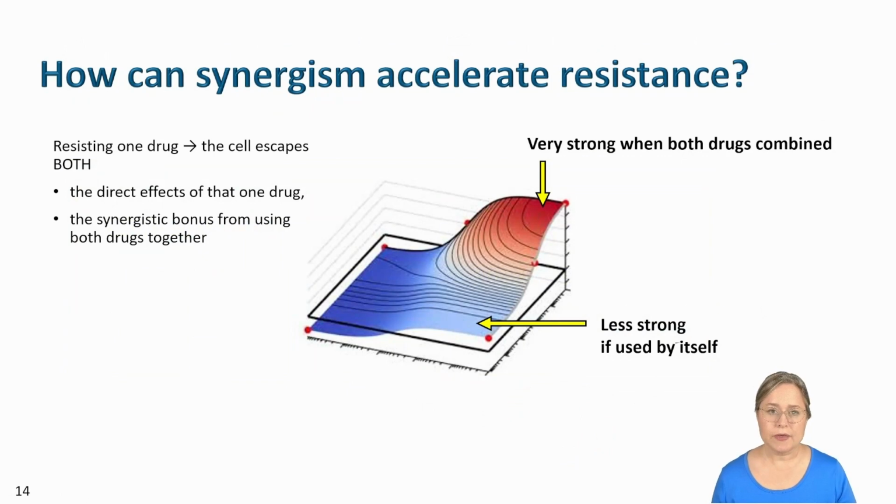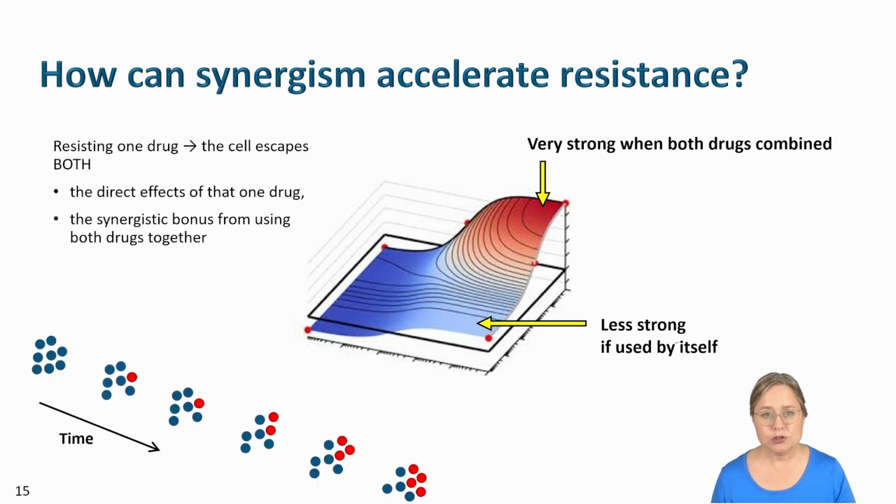To understand why that is, the definition of synergism says there's an extra strong effect when both drugs are used together. That means a cell would have to fully experience both drugs to have the strong effect, and if the cell becomes insensitive to one of the drugs, it escapes the mountaintop and gets a huge reward in evolutionary fitness. The number of cells over time would be affected by that reward.